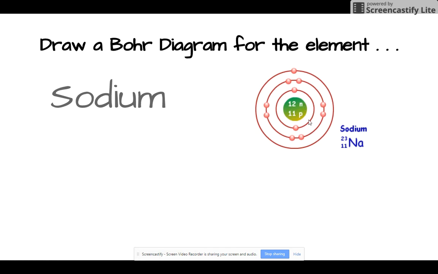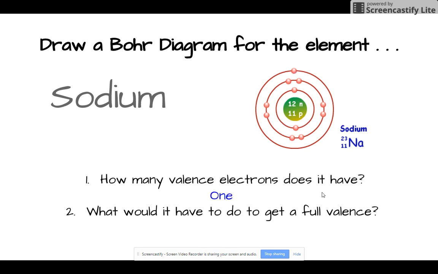Sodium. Bohr diagram for sodium: 11 protons, 12 neutrons, also 11 electrons, 2 in the first orbit, 8 in the second. And then in its valence level, it only has 1 valence electron. So how many valence electrons does it have? It has 1.